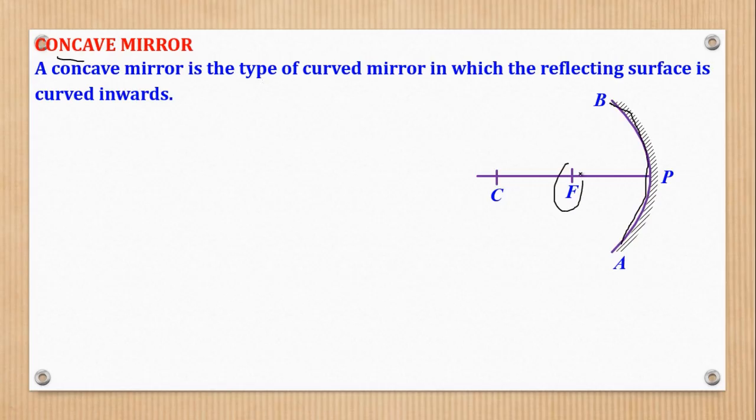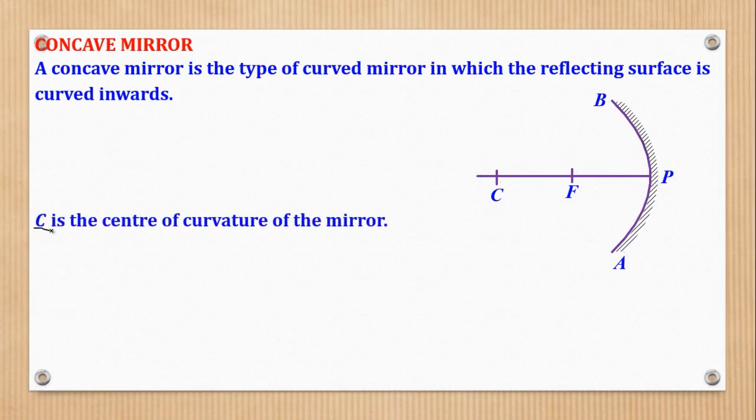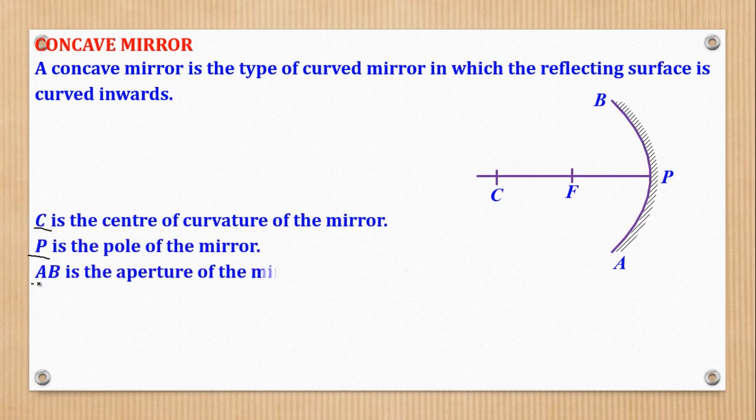This capital F is what we call the principal focus, capital C is what we call the center of curvature of the mirror, this P is what we call the pole of the mirror, and AB is what we call the aperture of the mirror. As I've been saying, C is the center of curvature, P is the pole of the mirror, and AB is the aperture of the mirror.